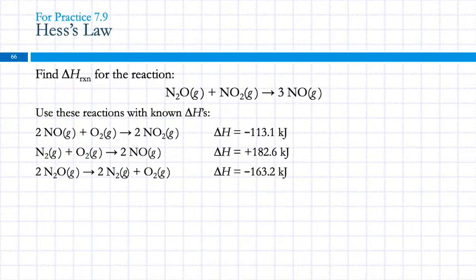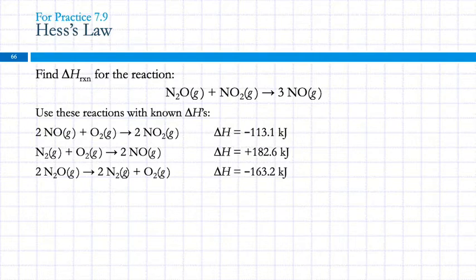Find delta H for this reaction. N2O plus NO2 making 3NO. And this is what we have available. We've got these 3 reactions with known delta H's. We want to find delta H for this reaction. What we need to do is combine these equations in a way that they add up to this one.